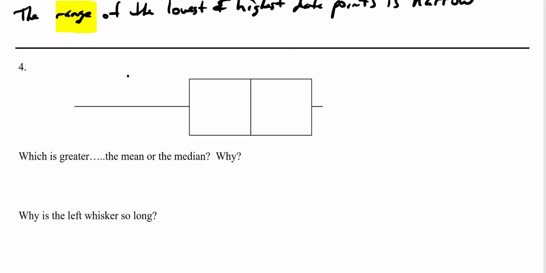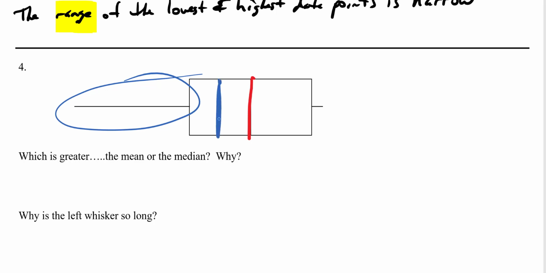Number 4. It says which is greater, the mean or the median. So again, this is our median. Okay, and what is this part right here? What's it doing? This is a huge range, and so that's pulling it down. So this is our mean, and the red was our median. That big range that I just circled on the left is pulling the mean down. So in this case, which is greater, you're going to say the median is greater.